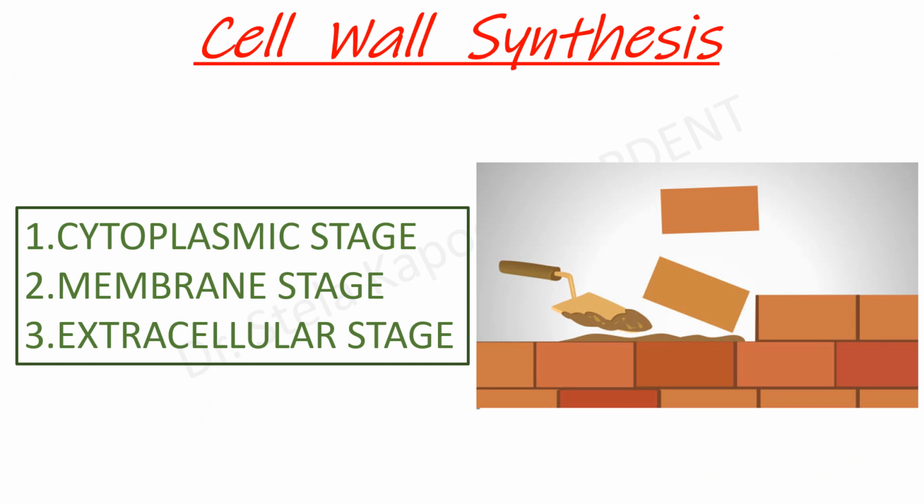The process of cell wall synthesis can be divided into three stages based on the location at which that particular process is taking place. So it can be divided into a cytoplasmic stage, a membrane stage, and an extracellular stage. If you understand this process correctly, you will find that it is very similar to bricklaying.